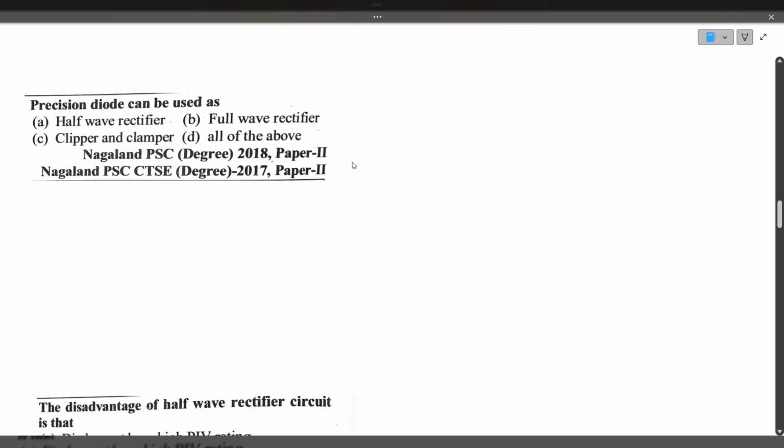Next, precision diodes can be used as half wave rectifier, full wave rectifier, and clipper and clamper. All of them. Precision rectifiers can be used in all the circuits. Precision diodes, so it can be used in all the circuits.